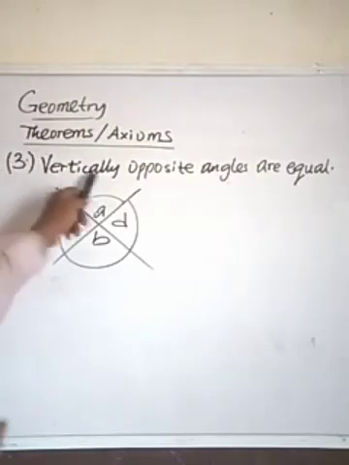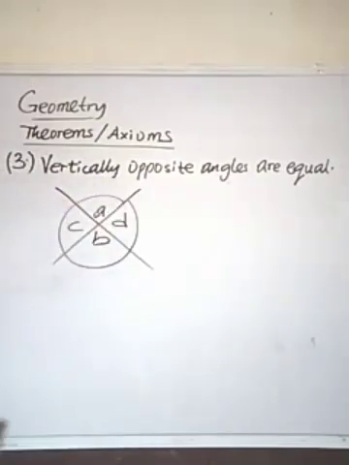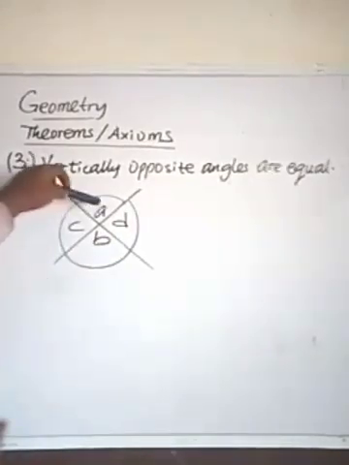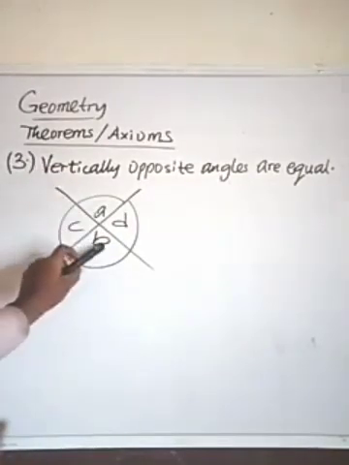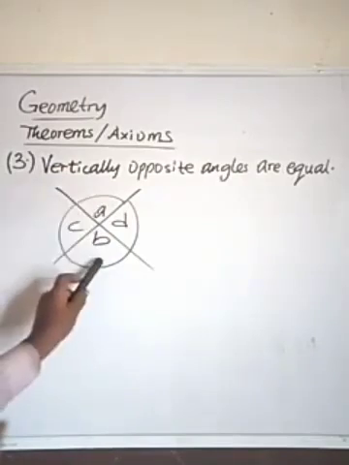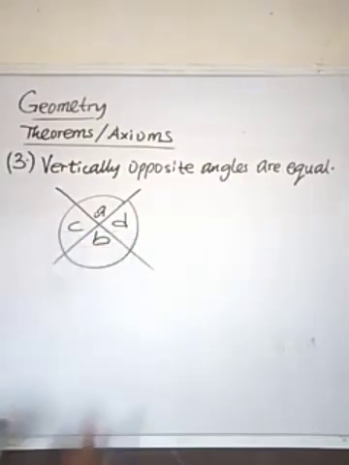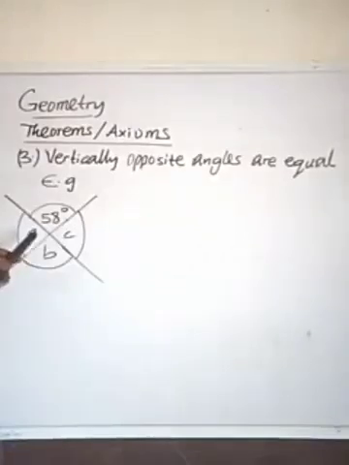Now we are on geometry, theorems and axioms. Theorem 3 states that vertically opposite angles are equal, meaning that the angle at the top here equals the angle at the bottom, that is angle A will be equal to angle B, and angle C equals angle D. For example, angle B is vertically opposite 58 degrees. That is, B is equal to 58 degrees.